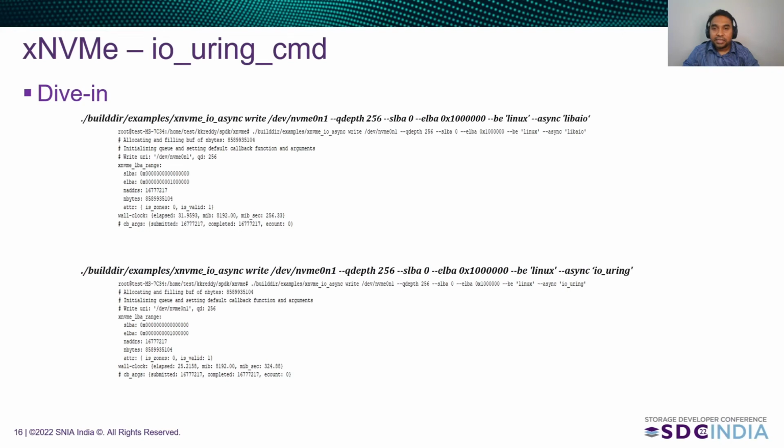These images showcase how a sample application can perform write operations on the NVMe device using the Linux backend and with the libaio and io_uring asynchronous interfaces. As you can see, the interface can be seamlessly changed by just modifying the parameter async from libaio to io_uring, whereas all the other parameters remain the same.